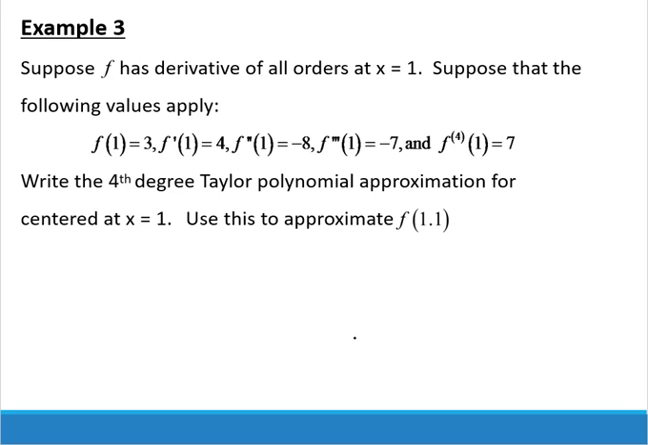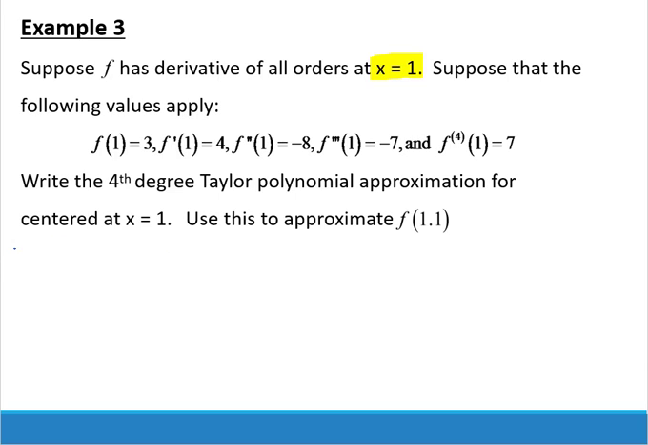And I have these different values for the derivative. I don't know what the function is. I'm going to use this to write a Taylor polynomial centered at 1 and use that to approximate 1.1. So my Taylor series, or my Taylor polynomial, 3 plus 4. Oh, I didn't forget this time because I was worried about it.